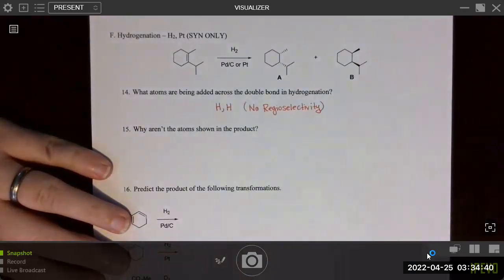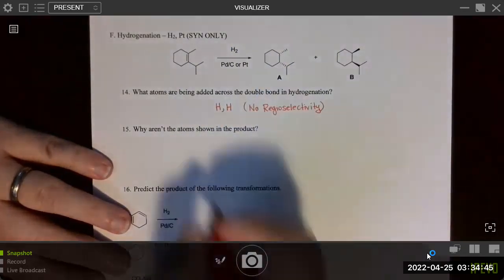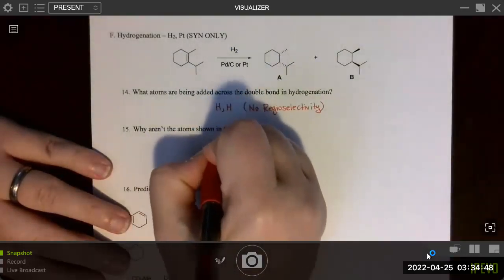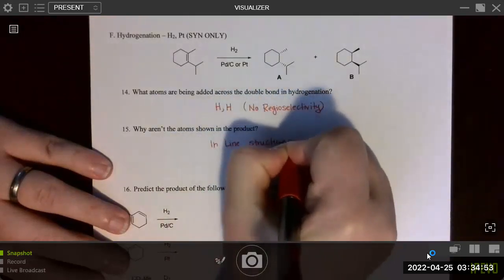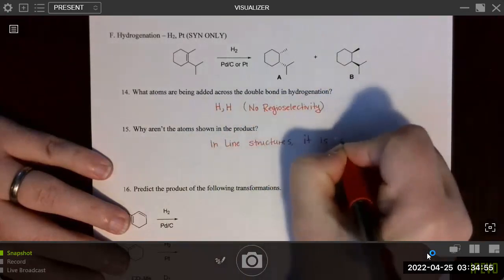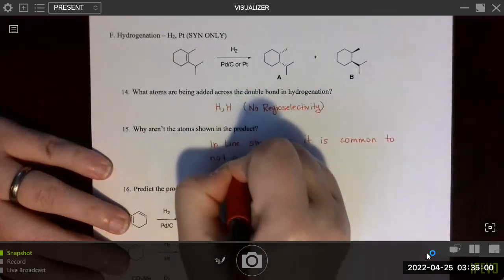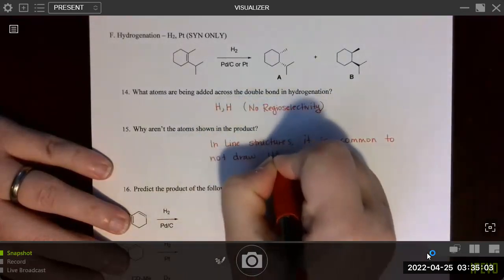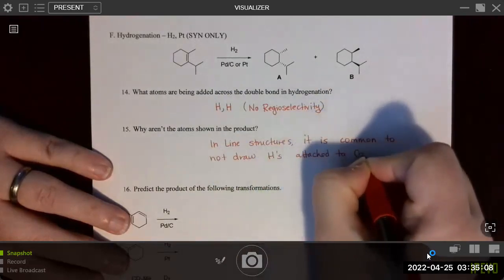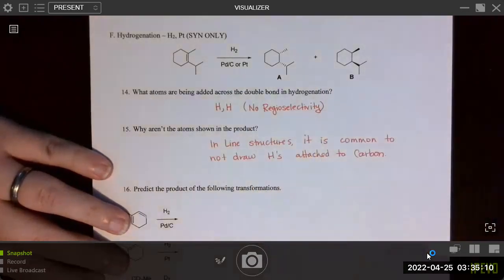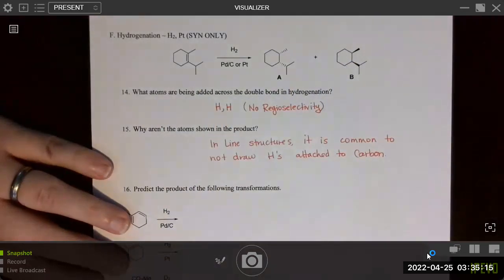Why aren't the hydrogen atoms shown in the product? So these two that got added, I don't see them. And just put in line structures. It is common to not draw hydrogens attached to carbon. So we know they're there. We know that the hydrogen is up, up, down, down, but we don't draw them in.